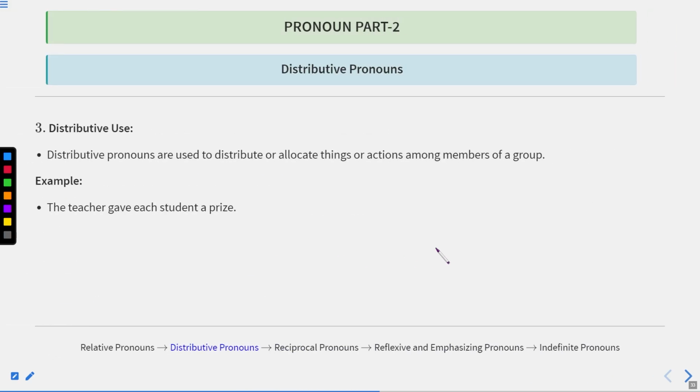Distributive use. Distributive pronouns are used to distribute or allocate things or actions among members of a group. The teacher gave each student a prize. Okay.